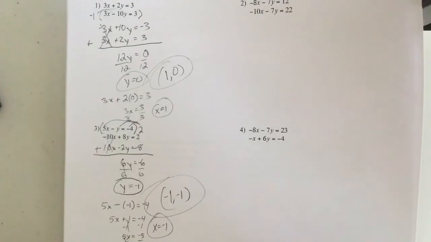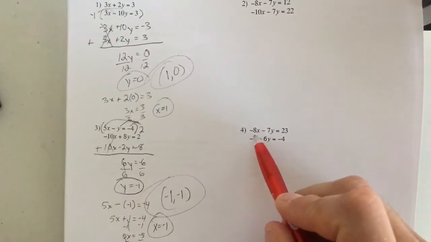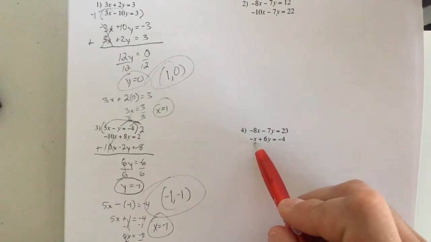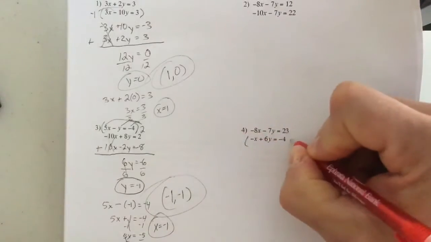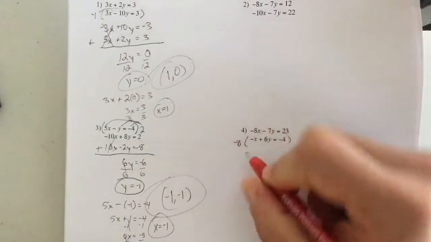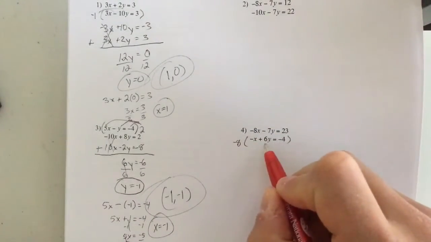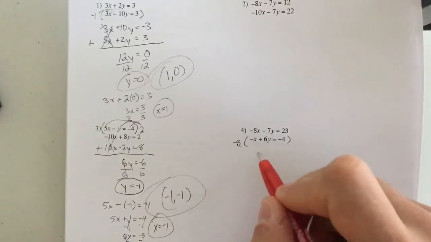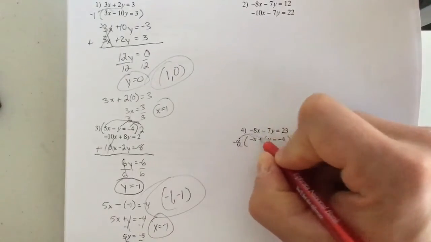Okay. So right here I have a negative 8x. If I could just somehow make this a positive 8x, man, I'd be golden. Well, how do we do that? Multiply my second equation here by negative 8. Negative 8 times negative x, that gives me a positive 8x. Ooh, so this will work.